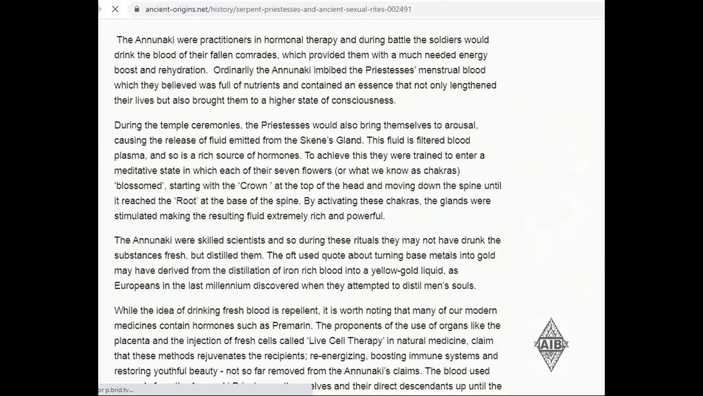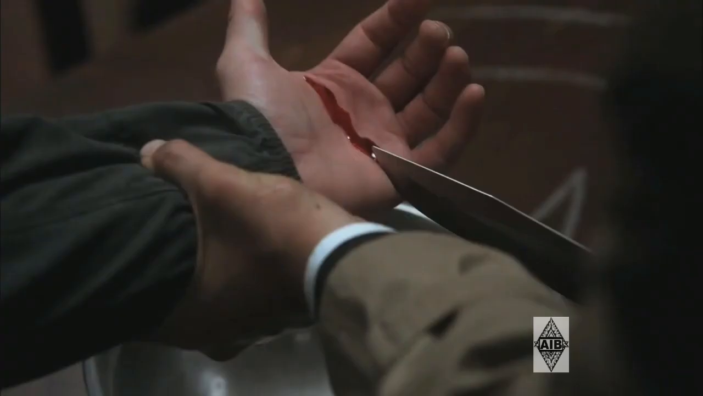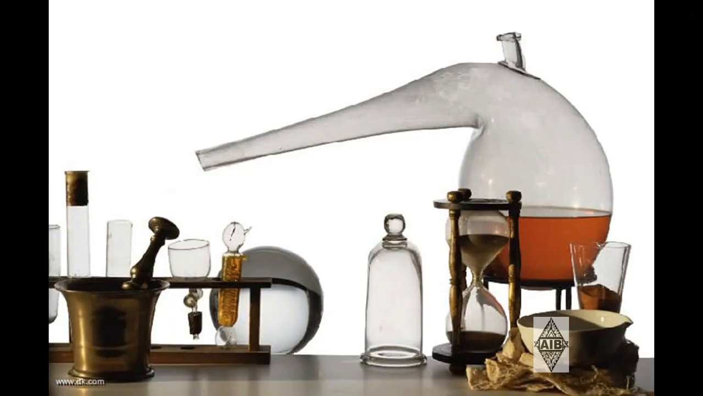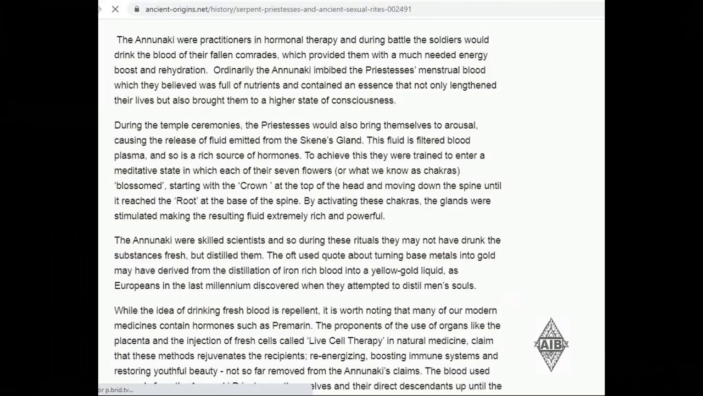During the temple ceremonies, the priestesses would also bring themselves to arousal, causing the release of fluid emitted from the Skene's gland. This fluid is filtered blood plasma and so is a rich source of hormones. The Anunnaki were skilled scientists, and so during these rituals they may not have drunk the substances fresh, but distilled them. The oft-used quote about turning base metals into gold may have derived from the distillation of iron-rich blood into a yellow-gold liquid, such as plasma, as Europeans in the last millennium discovered when they attempted to distill men's souls.